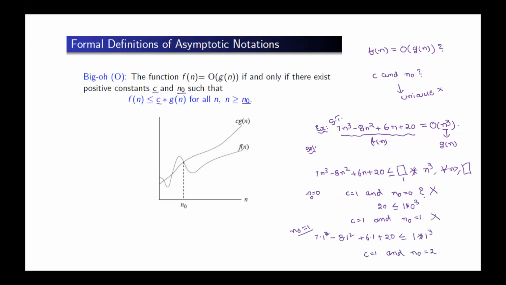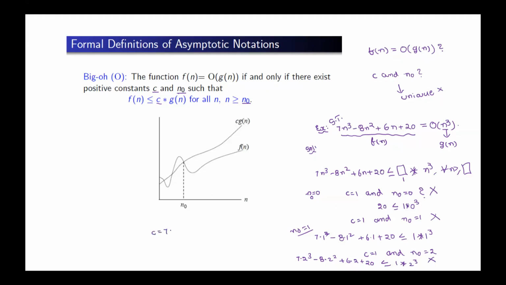n naught equal to 2. Does it satisfy or not? n naught equal to 2 means how much do we get here? 7 into 2 cube minus 8 into 2 square plus 6 into 2 plus 20 is less than or equal to 1 into 2 cube. Is that correct? No, it is false.